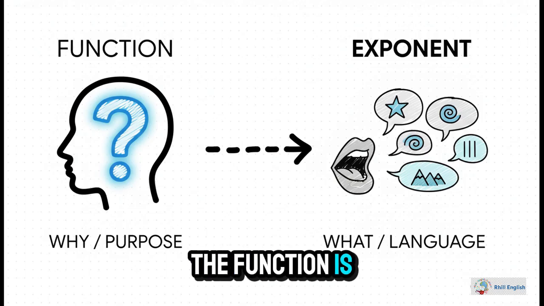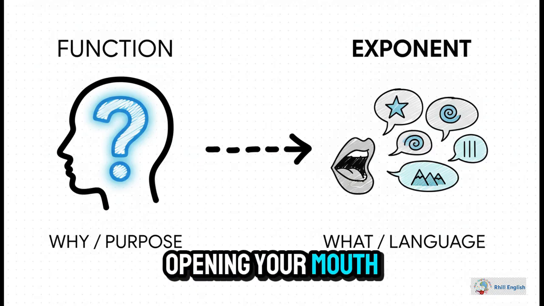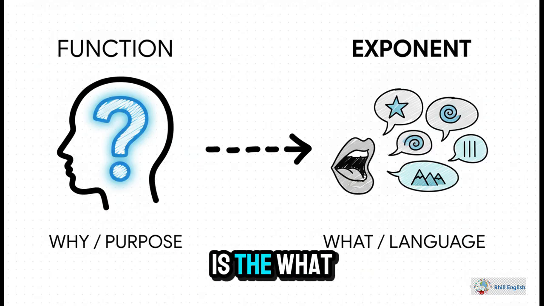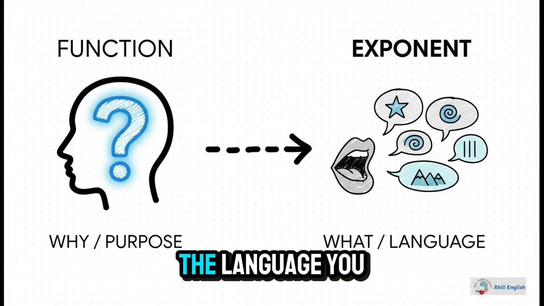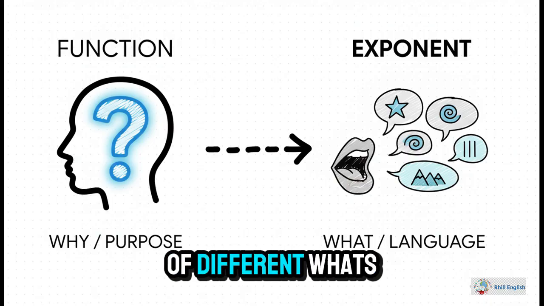The function is just the why. It's your purpose, your reason for opening your mouth. The exponent, on the other hand, is the what. It's the actual words, the language you choose to get that why across. And here's the magic part. One why can have a whole bunch of different whats.